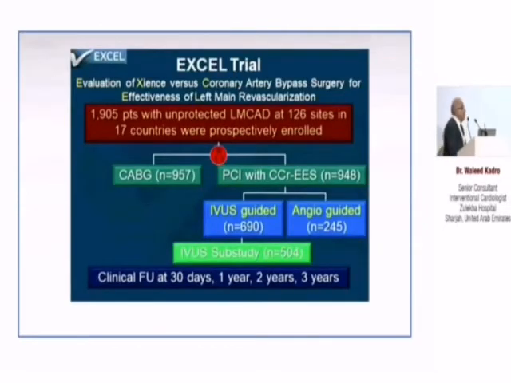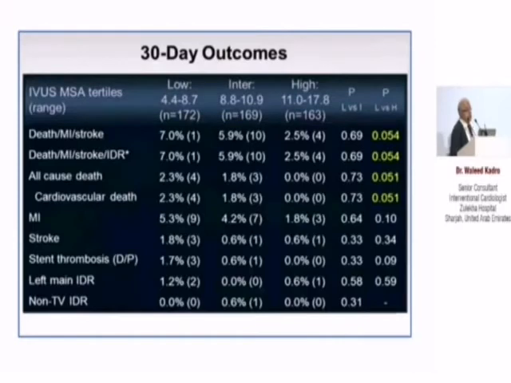Now, if we go back to the EXCEL study, and the use of IVUS in the EXCEL. So they divided the result according to 4 quartiles, depending on the final minimum lumen area. And this is the highest final minimum area, that's more than 11 to 17.8 square millimeters.